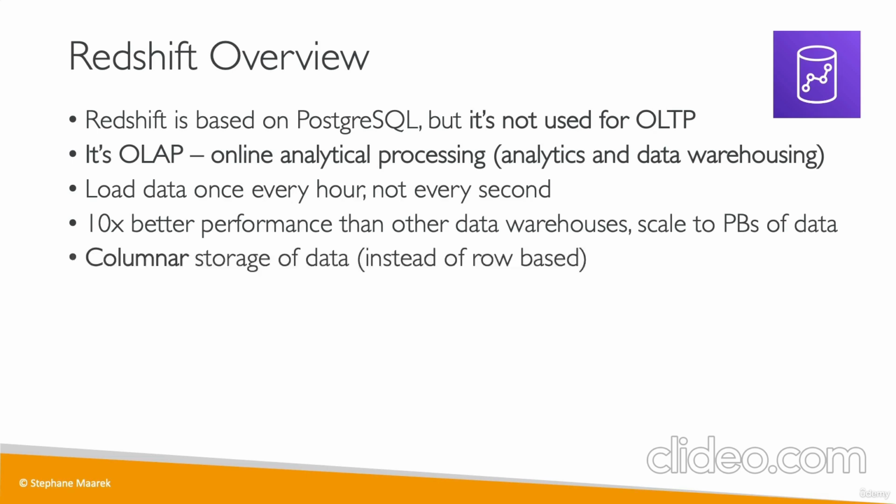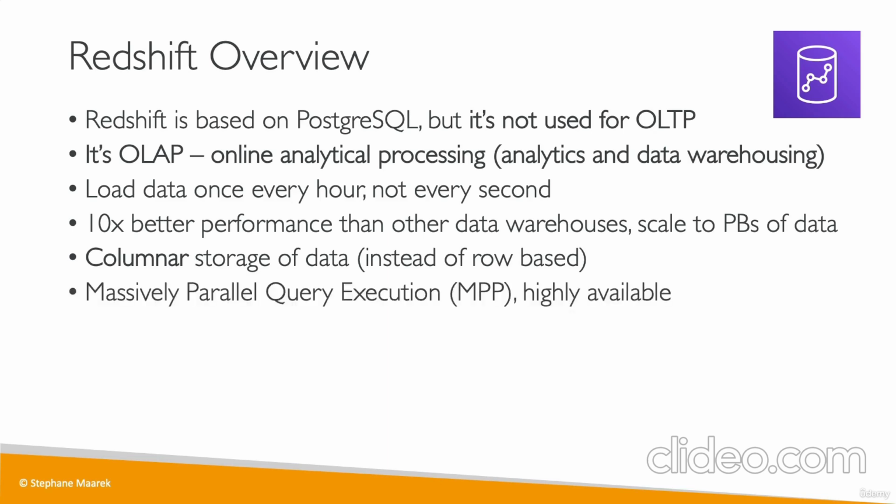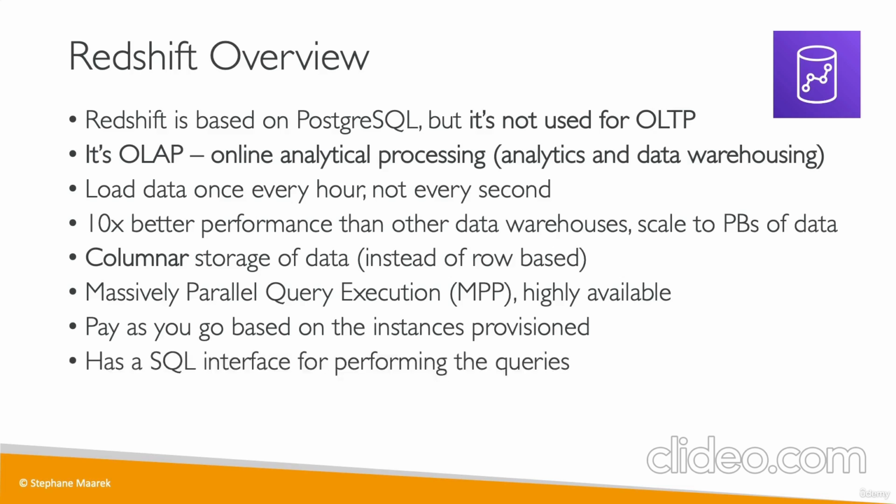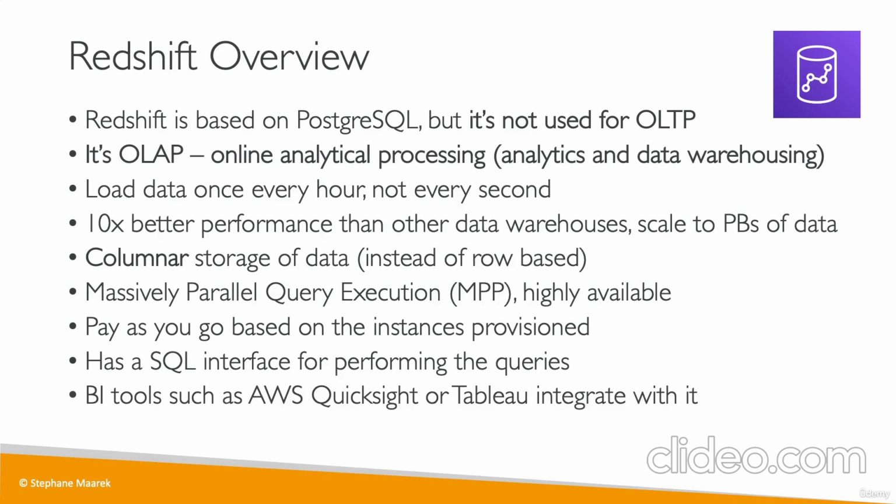The data is stored in columns, so it's called columnar storage of data instead of row-based. So anytime you see columnar, again, think Redshift. And it has something called the Massively Parallel Query Execution, MPP, engine to do these computations very, very quickly. It's pay-as-you-go based on the instances you have provisioned, and it has a SQL interface to perform the queries. It's also integrated with BI, business intelligence tools, such as QuickSight or Tableau, if you wanted to create dashboards on top of your data in your data warehouse.